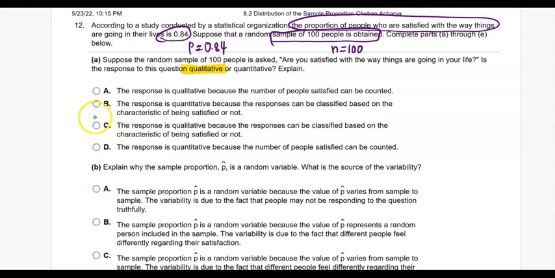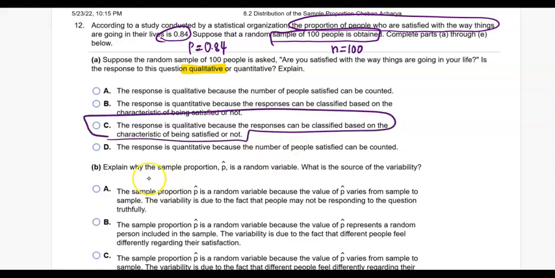So the answer could be one of those. Let's see which one is the correct one. C is the correct answer. The response is qualitative because the response can be classified based on the characteristics of being satisfied or not. So this is the answer for part A.